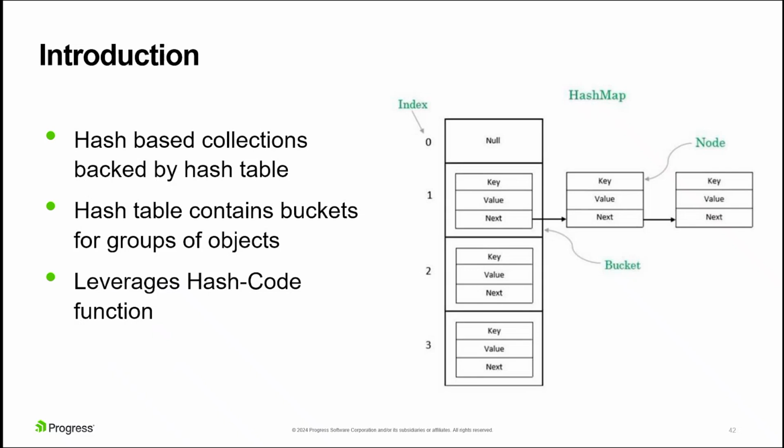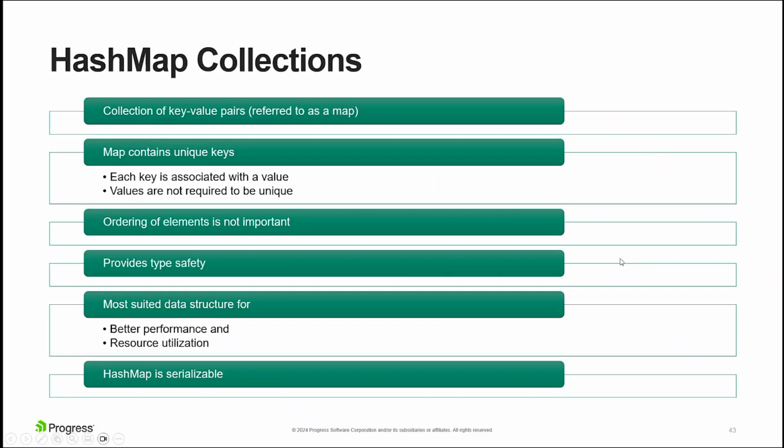On the right-hand side, we can see a quick example of how a hash map is maintained internally. We have a set of buckets with certain indexes and each bucket holding a key and value as a pair. The placement of these key-value pairs is based on the hash value that we get out of the hash code function. So one of the implementations around hash-based collections that is now part of OpenEdge is the HashMap collection.